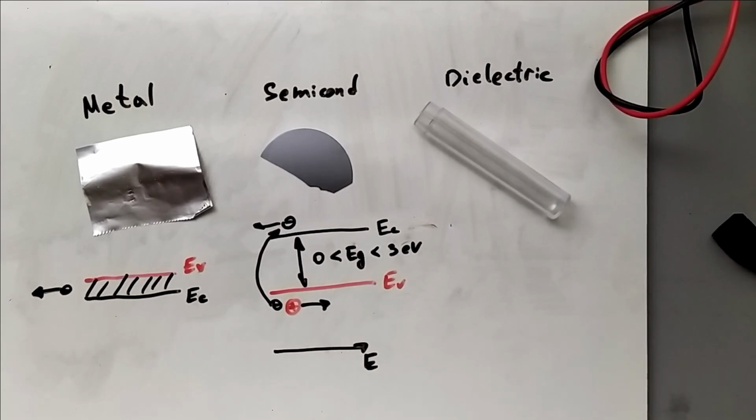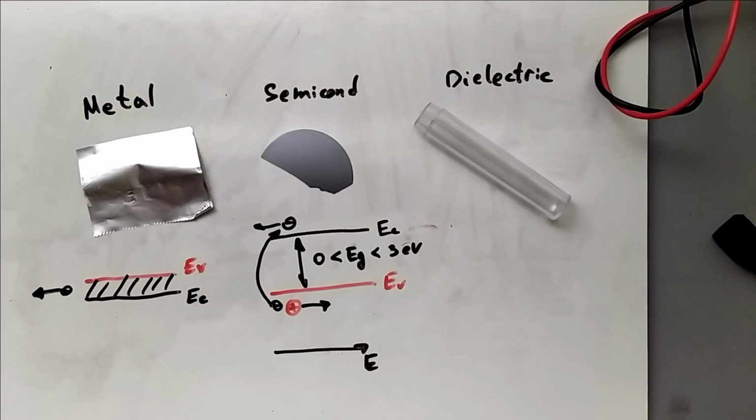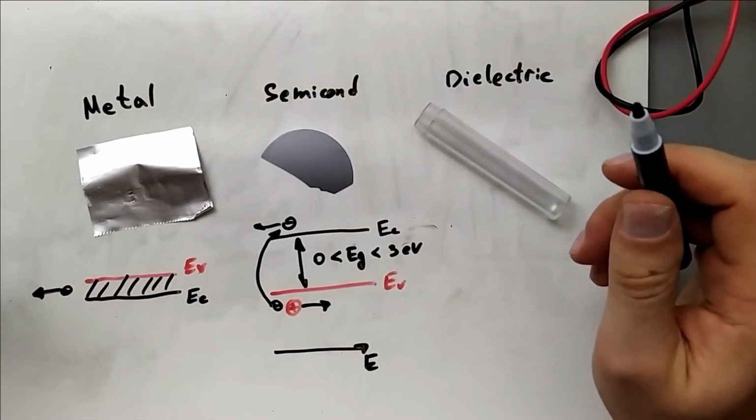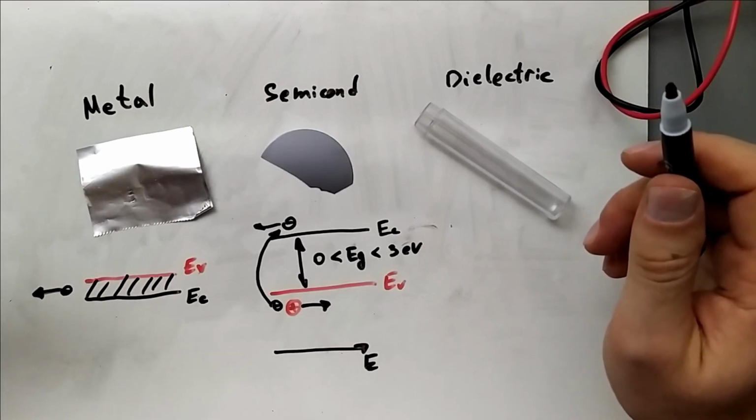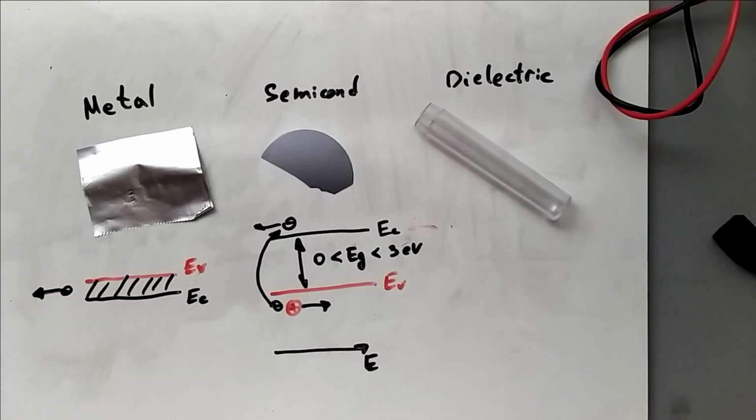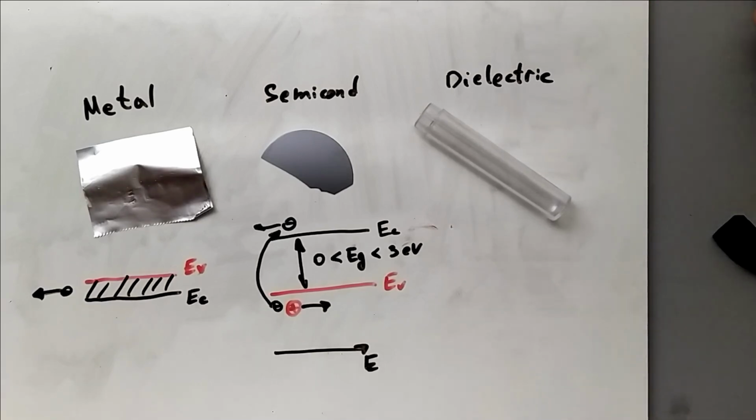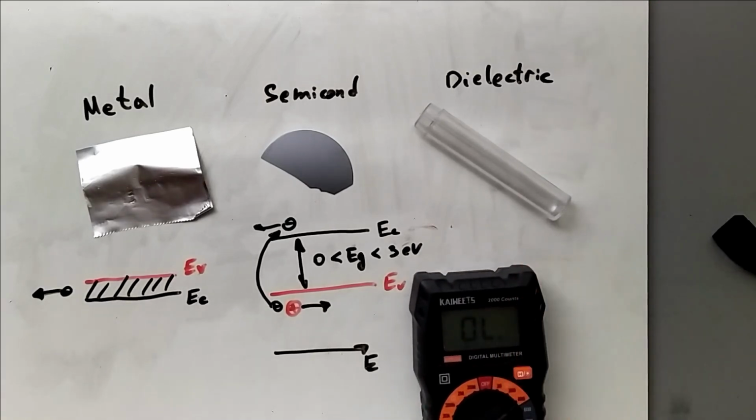Now, in order for this to happen, we need to provide some energy. It's thermal energy, like vibration of the crystalline lattice in the semiconductor, or it can be photo excitation, the absorption of a photon as a quantum of light energy. So now let us check this in terms of electrical conductivity.